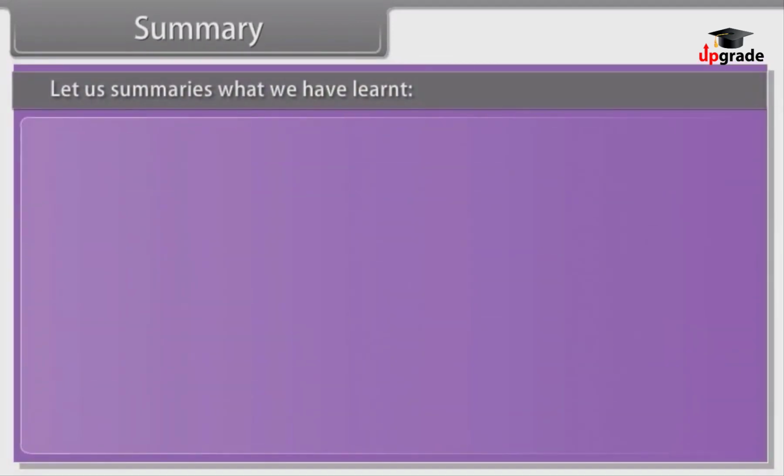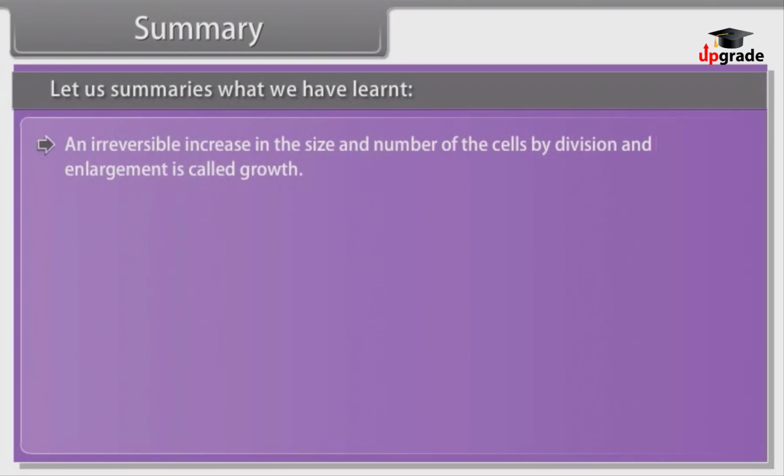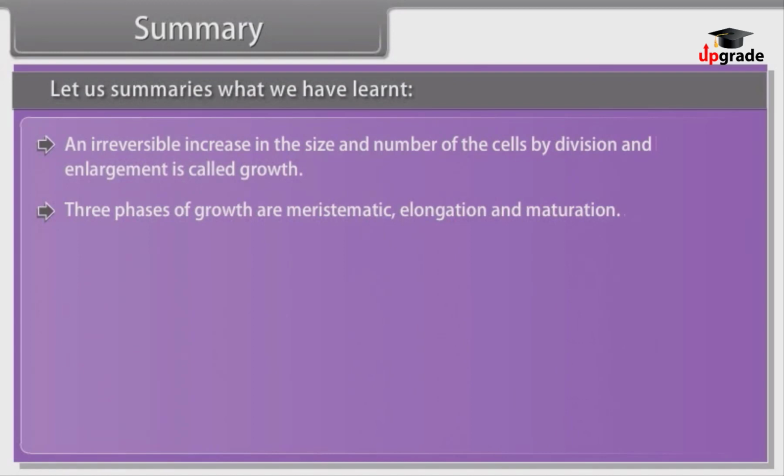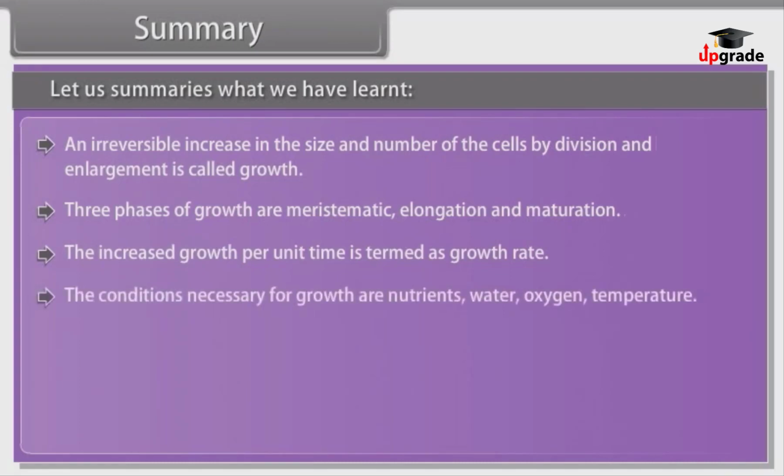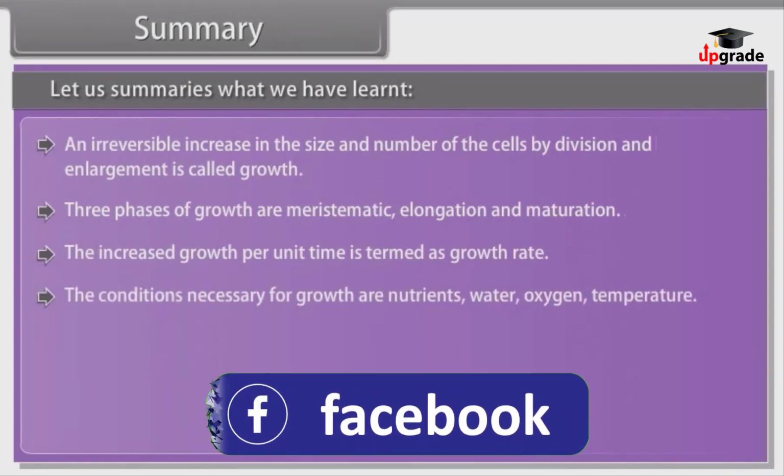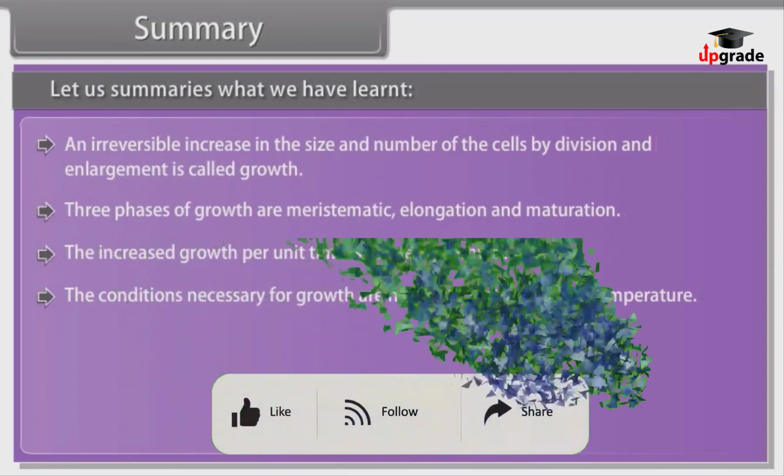Summary. Let's summarize what we have learned. An irreversible increase in the size and number of cells by division and enlargement is called growth. Three phases of growth are meristematic, elongation, and maturation. The increased growth per unit time is termed as growth rate. The conditions necessary for growth are nutrients, water, oxygen, temperature.